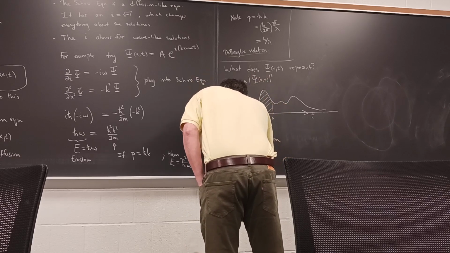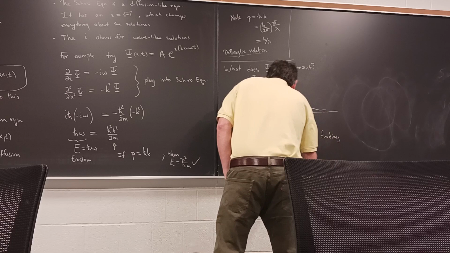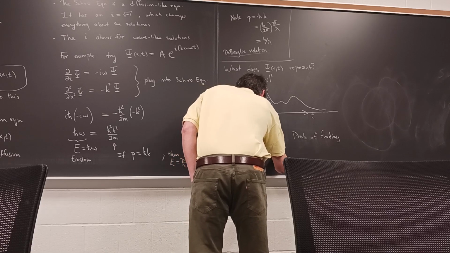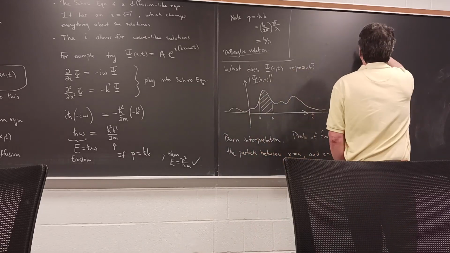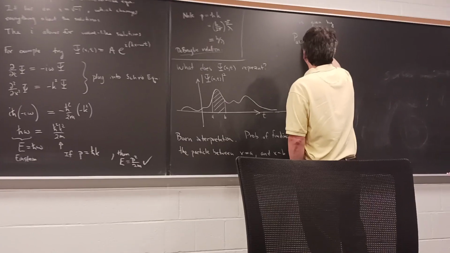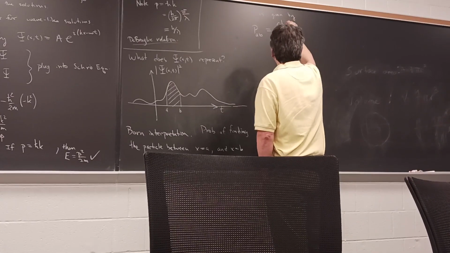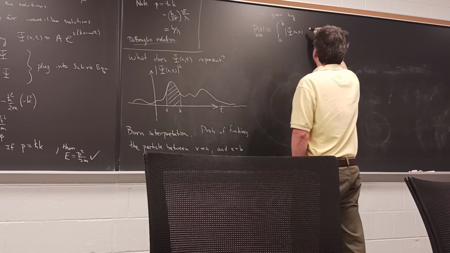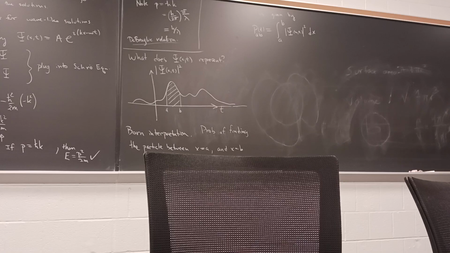Is that the probability of finding the particle between x equals a and x equals b is given by P_AB, so that's the probability of finding the particle between A and B. That's the integral from A to B of the magnitude of psi, which is a function of the time in general, where we integrate over dx. Okay?